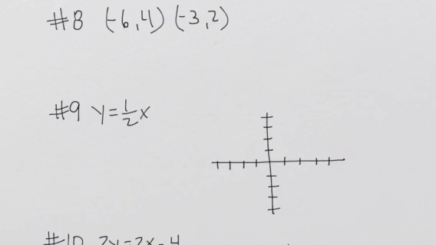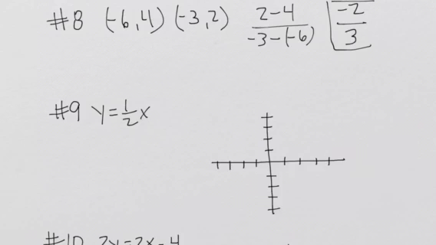So now we subtract the y's right to left. So we get 2 minus 4. Now we subtract the x's right to left. Minus 3 minus a minus 6. So this becomes 2 minus 4 is a minus 2. Then we get a minus 3 plus 6. So we have that right there. So we solve now for the slope. Here's the slope. Minus 2 over 3.